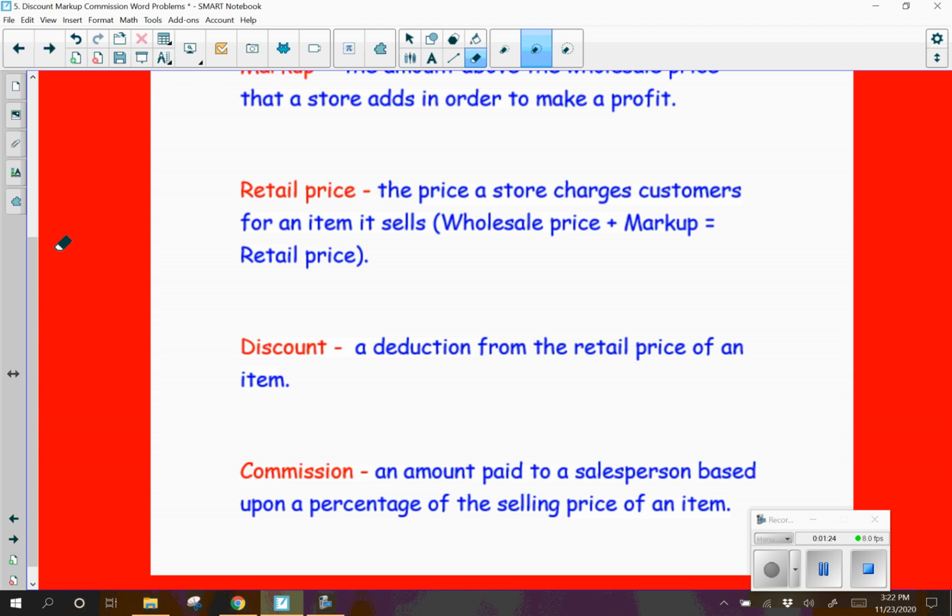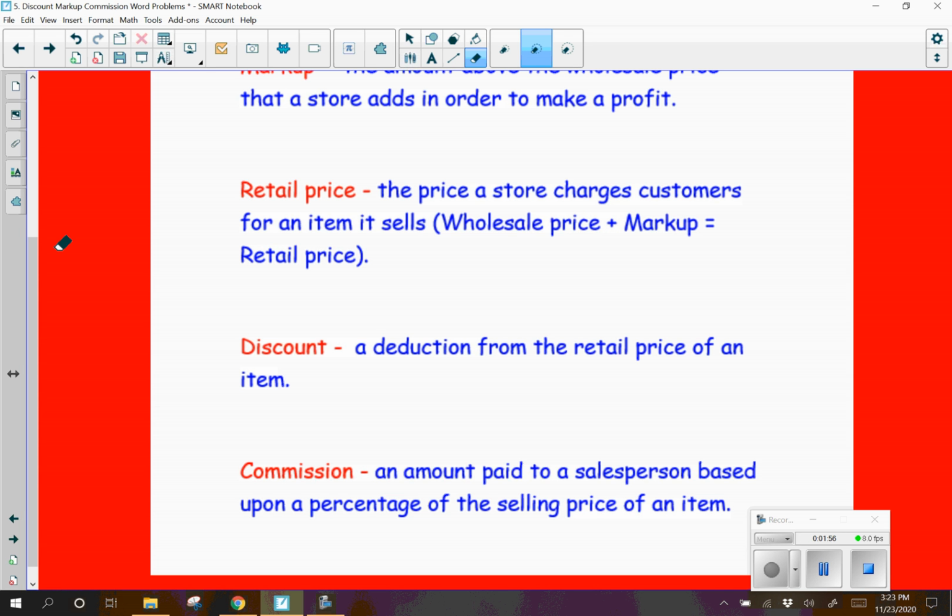And your commission is the amount paid to a salesperson based upon a percentage of the selling price of an item. For example, if you ever walk into a cell phone store, or the Verizon store, they always ask you what you're looking for, what they can help you with, because that person's a salesperson and they're going to make a percent of whatever they sell you. So that's why they're always trying to get you to purchase the phone cases or the upgraded phone plans, things like that, because they make money off of that.